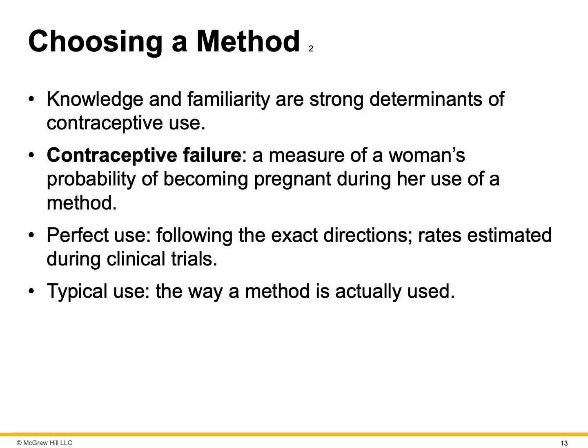Perfect use means that the contraceptive method uses the exact directions as prescribed. But importantly, rates of contraceptive failure are often derived from perfect use estimates during clinical trials, but rarely are these methods used perfectly in the real world. In contrast to perfect use, typical use refers to the way that a contraceptive method is actually used and includes times when it is used inconsistently or incorrectly, or when use may stop for a while. So when you think about a contraceptive method, you have to think about both its perfect use and also its typical use, which is probably the one that most people will want to pay attention to.